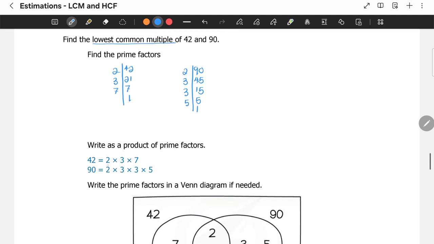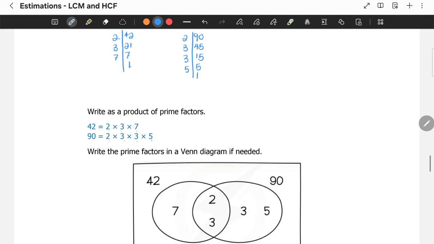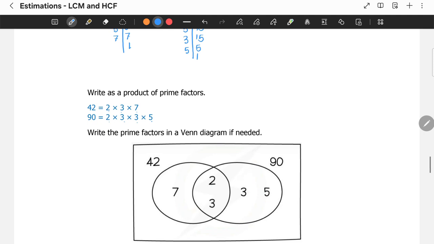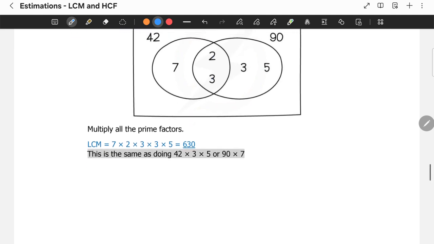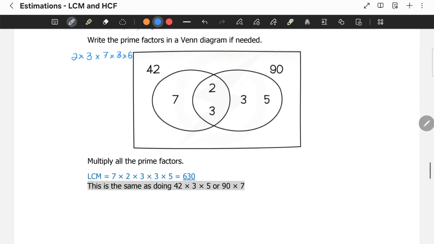So now we have 42 being equal to 2 times 3 times 7, and 90 being 2 times 3 times 3 times 5. So remember, when you put it in a set, the numbers that are overlapping, you do not repeat them. So now, multiplying to find the lowest common multiple, we have 2 times 3, which is common in both, then times 7 times 3 times 5. So that's 7 times 2 times 3 times 3 times 5, and that is 630.